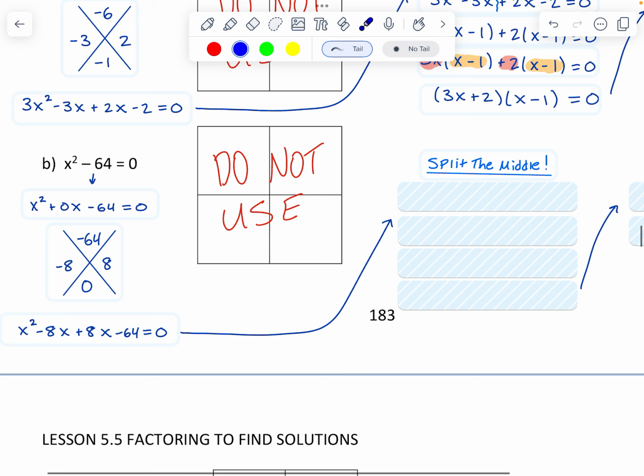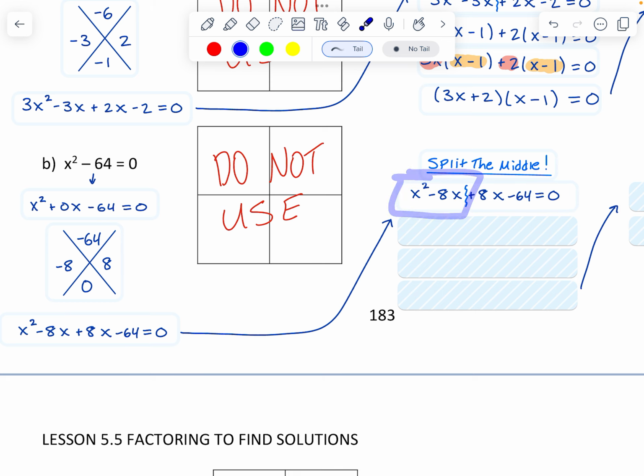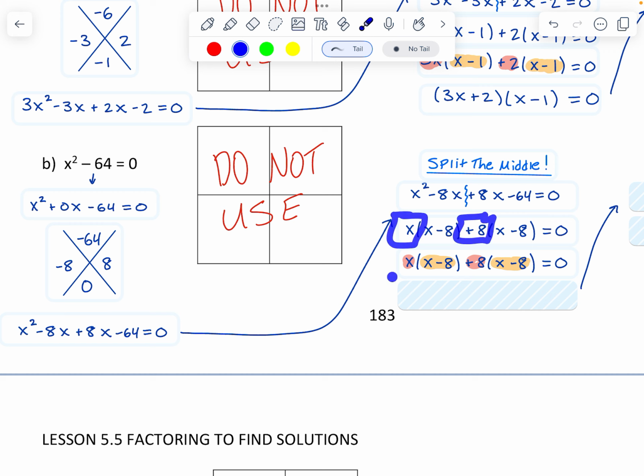Split the middle, you're looking for the greatest common factor, x squared minus 8x. That's just going to be an x. Looking for the greatest common factor, 8x minus 64. That's got to be 8. So what am I able to do? I'm able to take out an x and a positive 8. That's highlighted there in red. X, positive 8. What did I leave behind? X minus 8, x minus 8. Do they match up? Yes, they do. I know I'm on the right path.